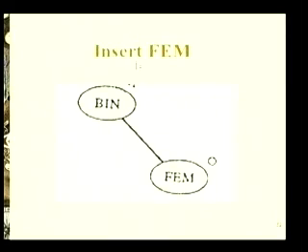Now we want to insert fem. Where exactly should fem go? Definitely to the right of it because it is more than bin. So we would like to insert it towards the right. What is the balancing factor at fem? 0. And what will be the balancing factor over here? Since the height of the left subtree is 0 and the right subtree height is 1, over here it should be 0 minus 1, that is minus 1.